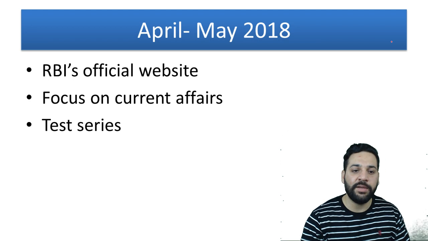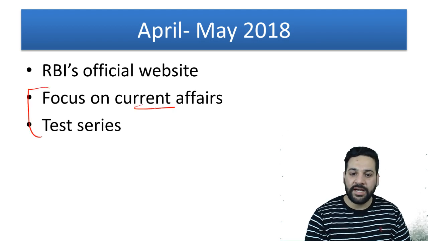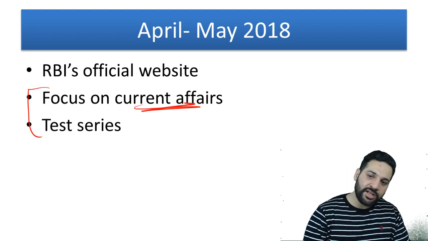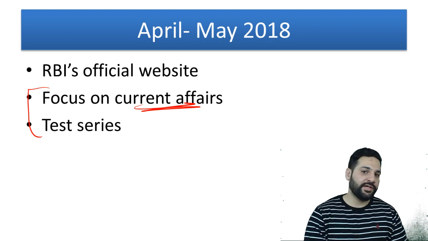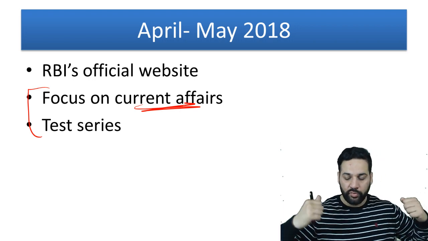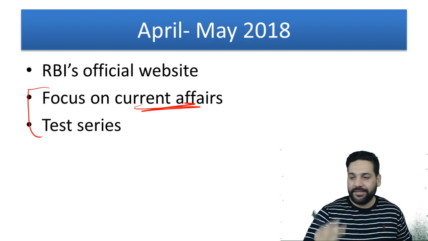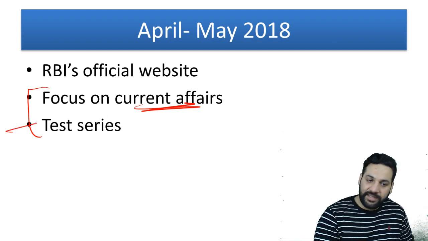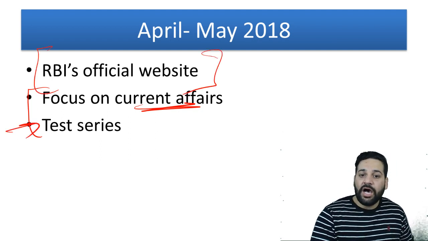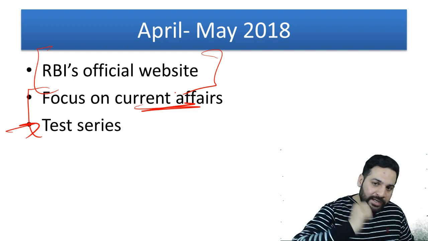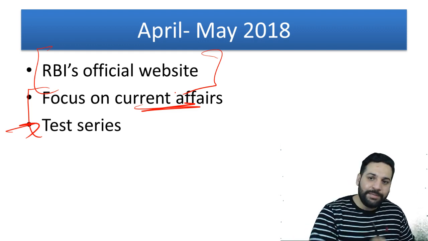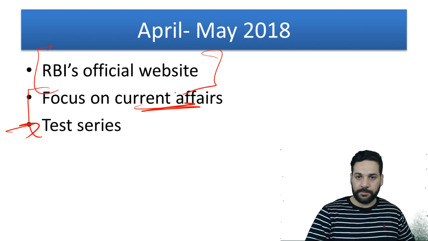Then for the month of April and May, focus on current affairs, because even in this year's paper, the latest current affairs were there. Then you should wait for that exam, and you should take the test series, and then the RBI's official website. You need to read the RBI circulars deeply. You need to read that in depth.